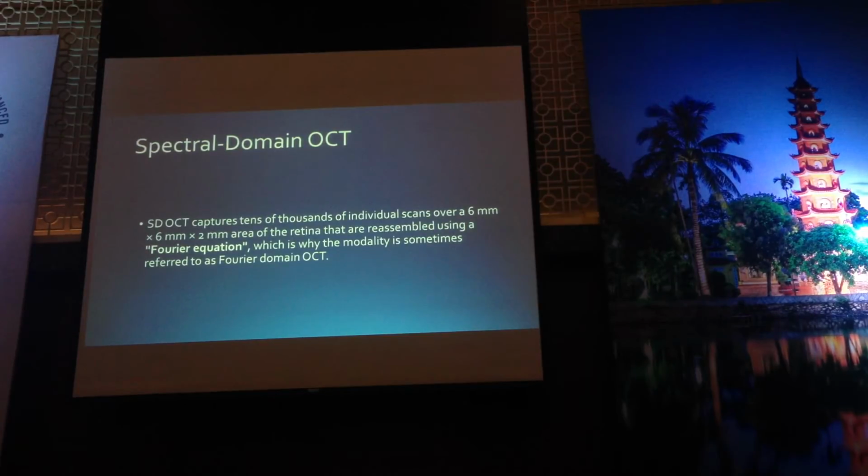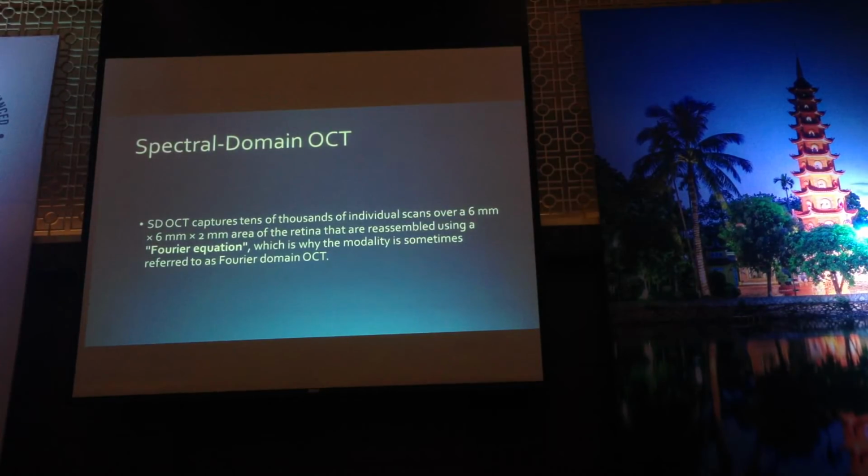And the third difference between the time domain OCT and the spectral domain OCT is how we compute the image. We compute the image in spectral domain OCT using this equation, which we call the Fourier equation. So basically, when you capture retinal tissue with spectral domain OCT, you can have in your scans this size: 6 millimeters by 6 millimeters by 2 millimeters area of the retina.